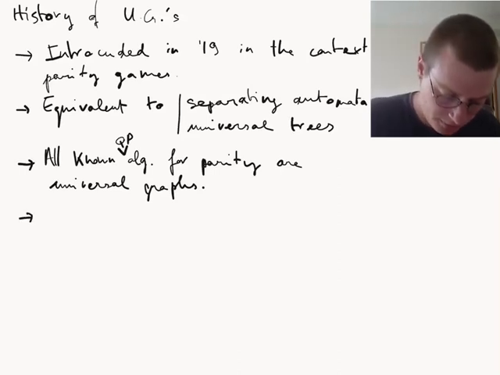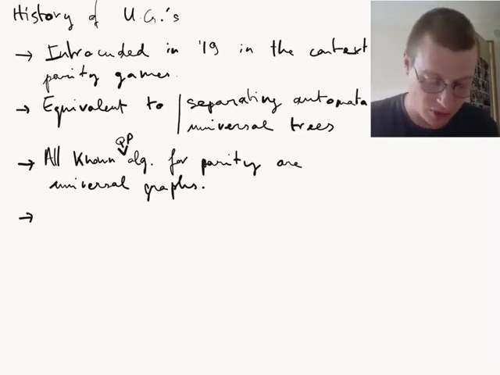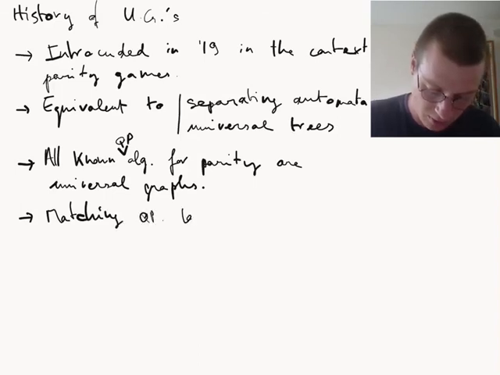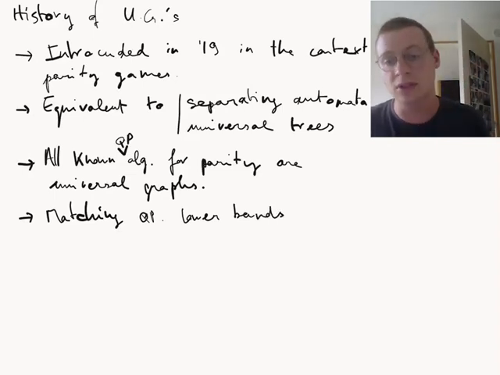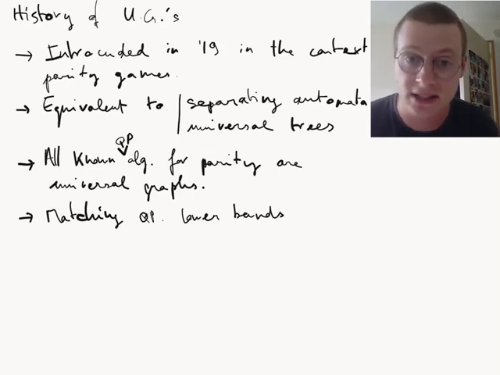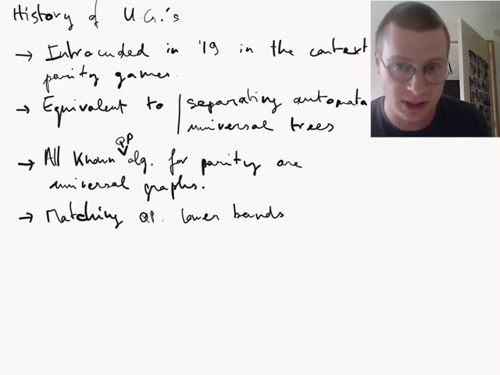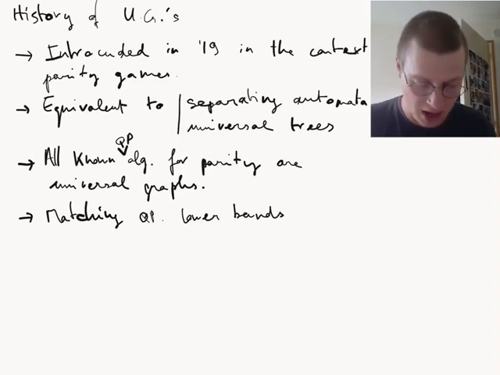Also, there's this nice feature that we have a matching quasi-polynomial time lower bound for universal graphs. This means that we know that any universal graph should have at least this size. So if we want to find a better algorithm, for instance a polynomial time algorithm for parity games, then we should do something which is not captured by a universal graph. So this gives us a lot of insight as to where to go to find better algorithms. That's for universal graphs for parity games.